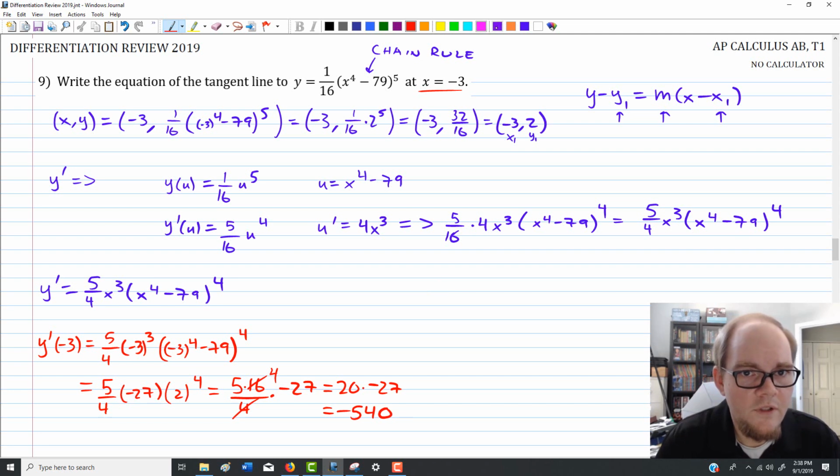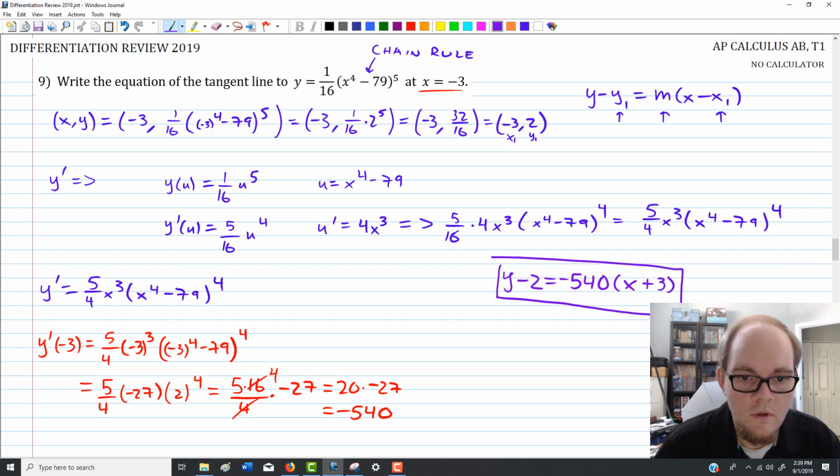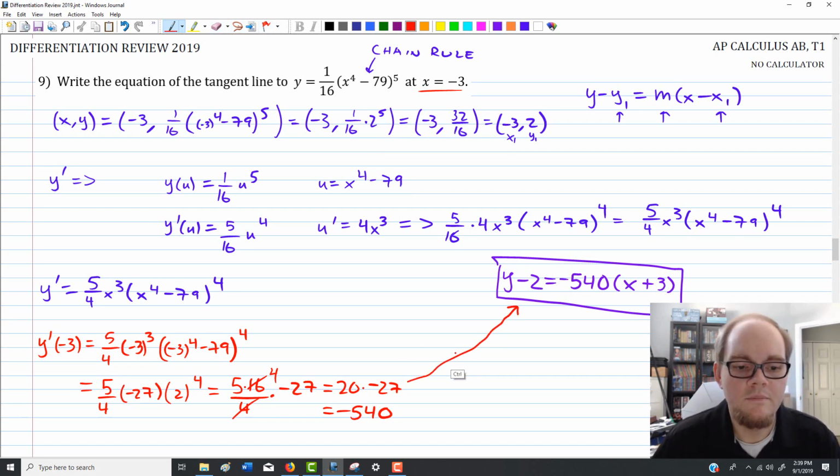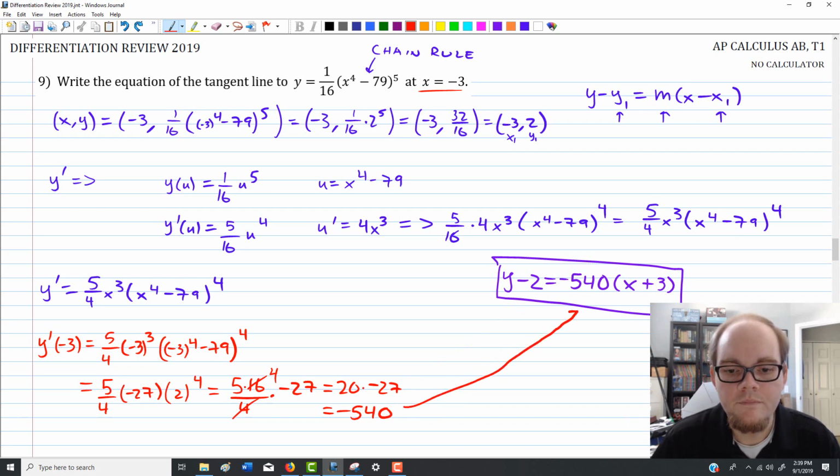And then for us to finish off the problem, all we have to do is put all the ingredients in the right spot. We'll have y minus 2 equals -540 times quantity x minus -3. So there is our tangent line equation. And again, that is the path we took to get there, coming out of that final work right there.